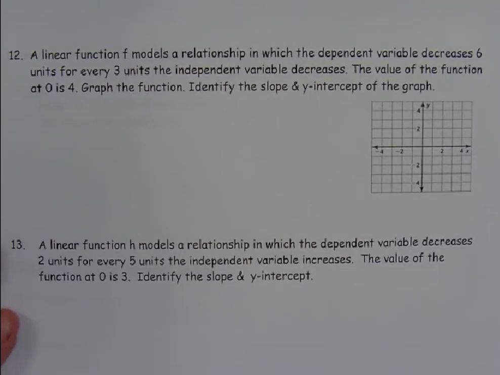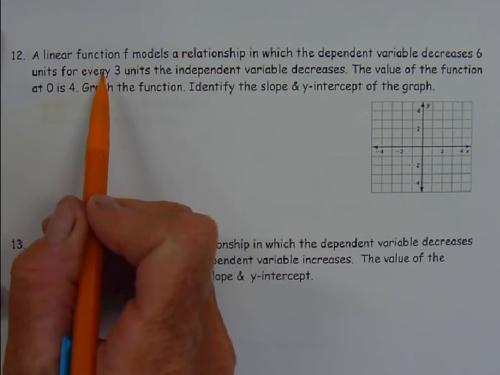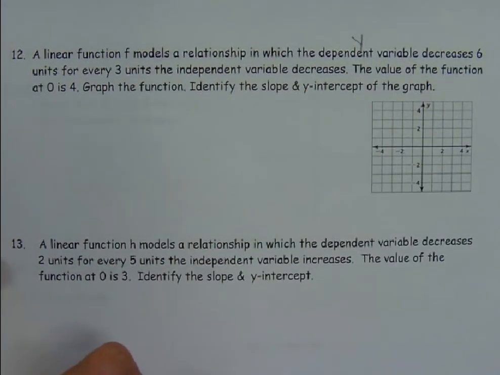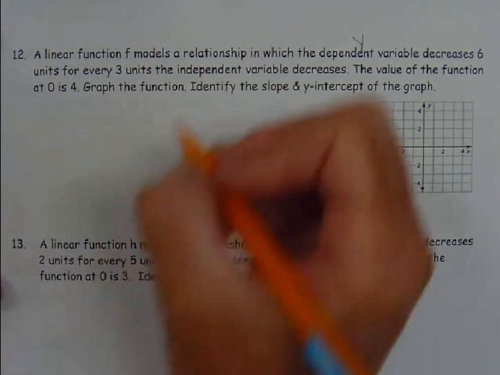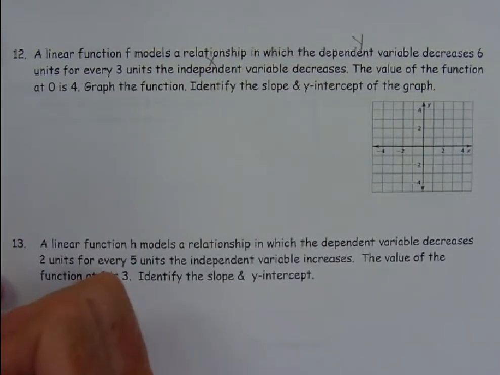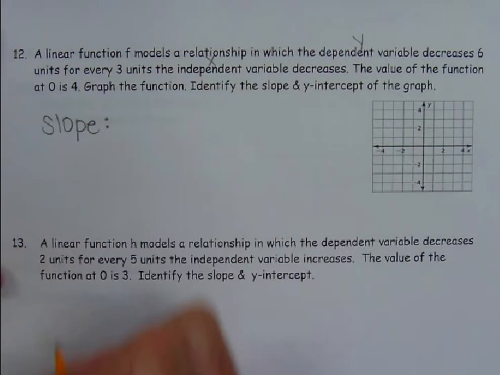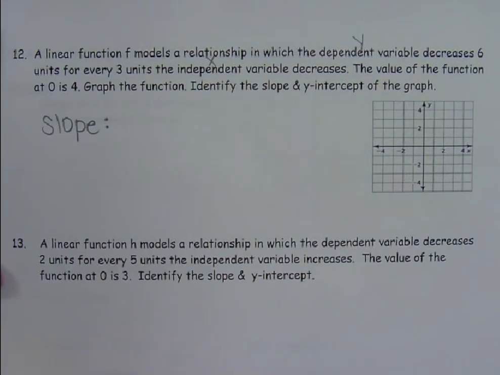So the last thing we're going to do is look at some of these linear functions and some word relationship problems. So this says a linear function f models a relationship in which the dependent, or y, decreases 6 for every 3 units the independent decreases. So for every 3 units, the x decreases. If you recall, your definition of slope is change in y's over change in x's. So in order to get the slope here, you have to find what is happening with your y's and put that on top over what is happening with your x's.